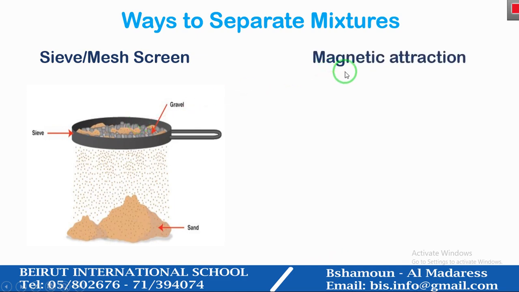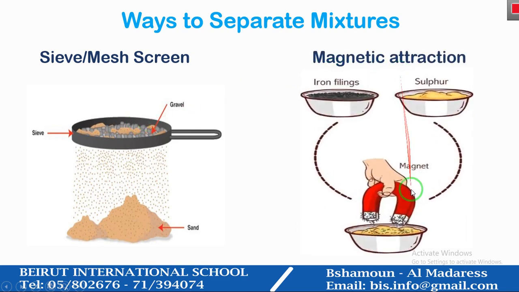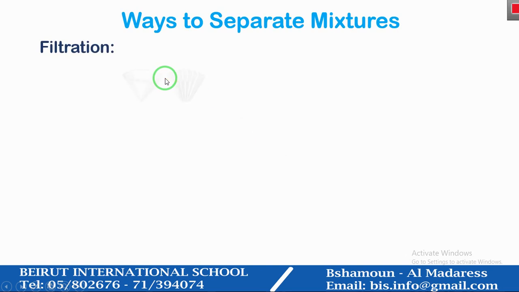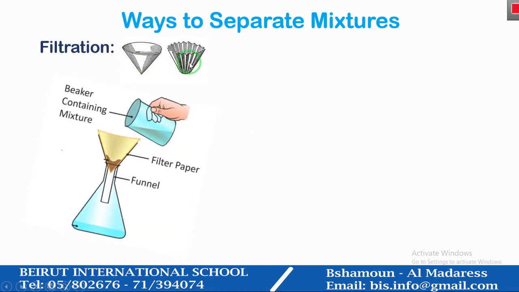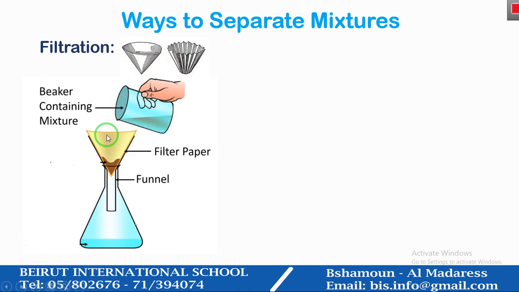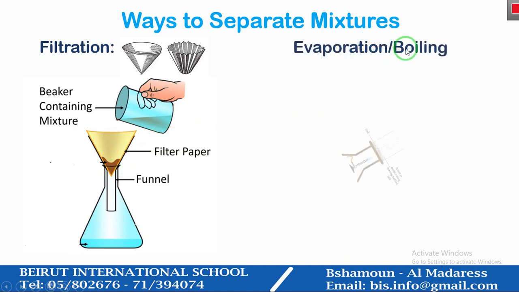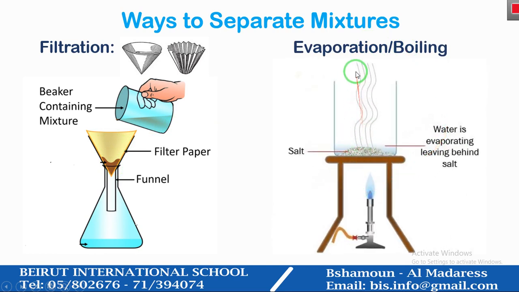The second way is using magnetic attraction. I use a magnet to pull out or attract iron filings or metal objects, and the other parts are left behind. The third way is to use filtration, a filter paper. When you pour a mixture, the liquid part is going to pass through the filter paper, whereas the solid particles are going to be left behind on the filter paper. And last, we have evaporation or boiling. I use heat to evaporate the water, whereas the salt or the sugar will be left behind.